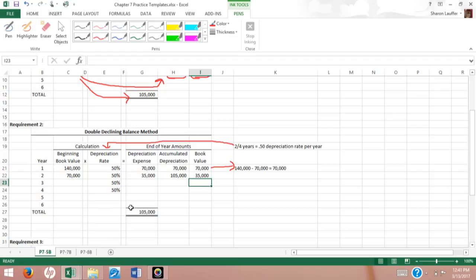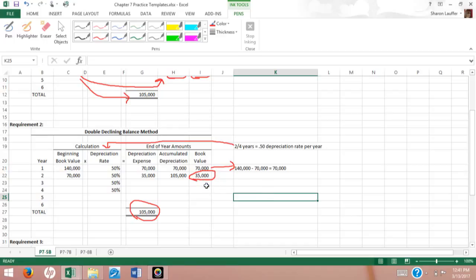All right. Now, if you notice, this book value is actually equal to the salvage value. And our depreciable cost, the amount we expected to depreciate in the instructions, was $105,000, just like it was up here in requirement 1. So at this point, we've depreciated this piece of equipment all the way down to $35,000, which is the amount that we expected to depreciate it to. And that's what we expect to get back.